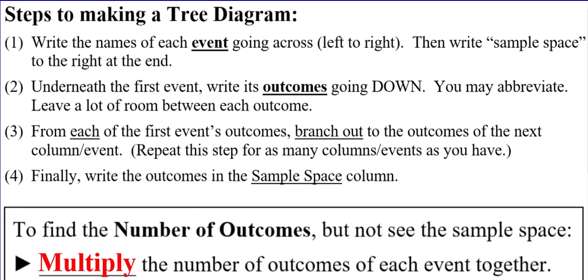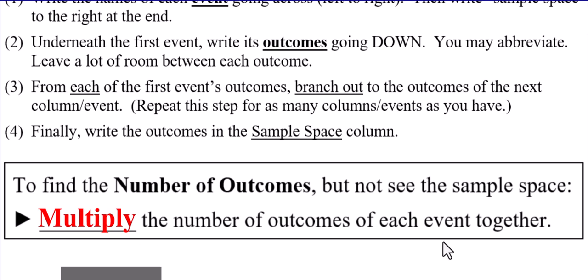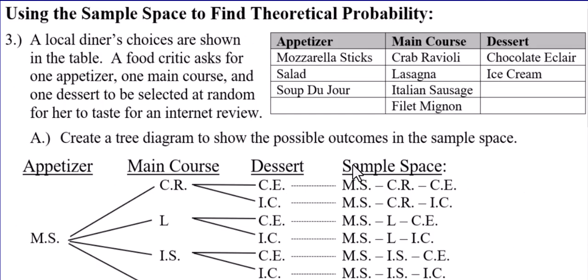So that's the shortcut for finding the number of outcomes. Okay, problem number 3. A local diner's choices are shown in the table. A food critic asks for 1 appetizer, 1 main course, and 1 dessert to be selected at random for her to taste those things for an internet review. Create a tree diagram to show the possible outcomes in the sample space.